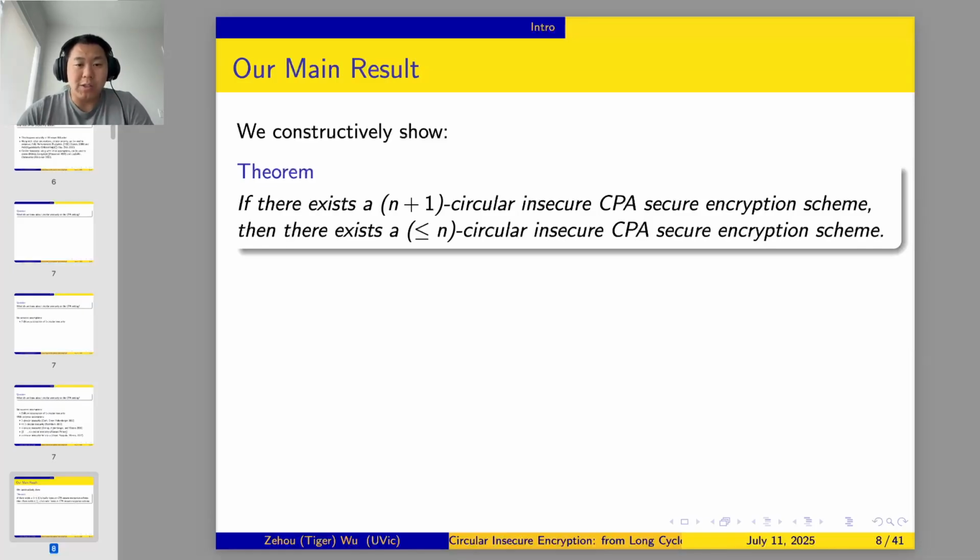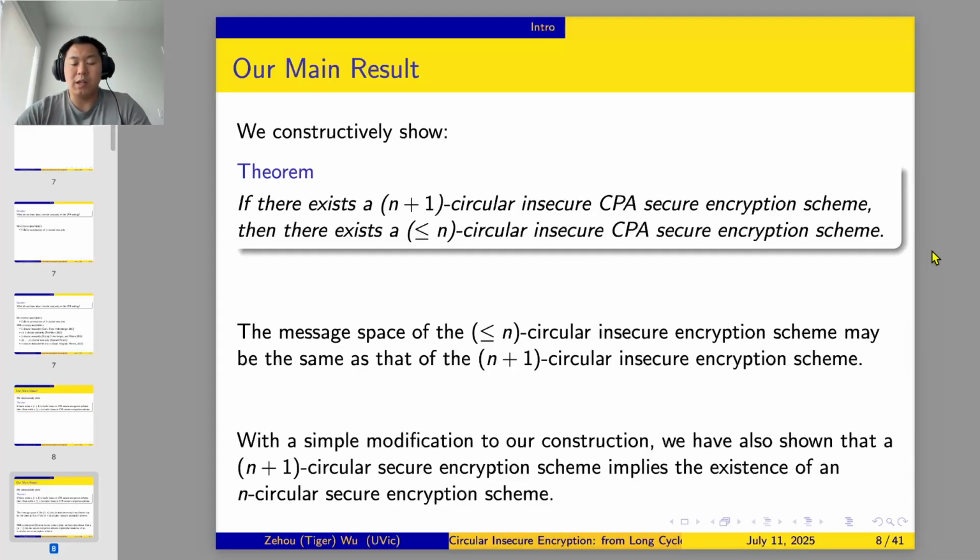Our result is that we constructively show if there exists an n+1 circular insecure CPA secure encryption scheme, then there exists a less-than-or-equal-to-n circular insecure but CPA secure encryption scheme. We use less-than-or-equal-to n here to mean this scheme is one-circular insecure, two-circular insecure, all the way up to n-circular insecure. Further, the constructed circular insecure scheme may preserve the message space of the original scheme. And with some modification, we have also shown that n+1 circular security implies n circular security.